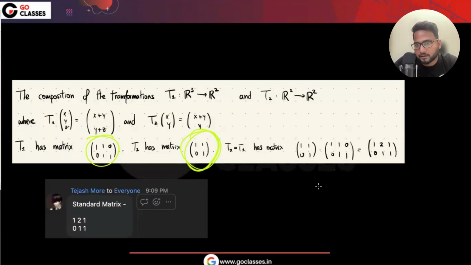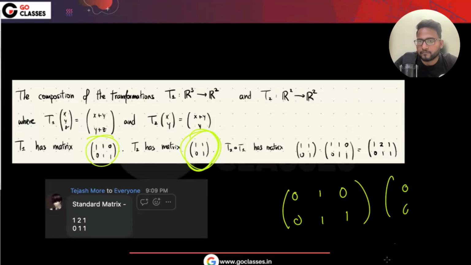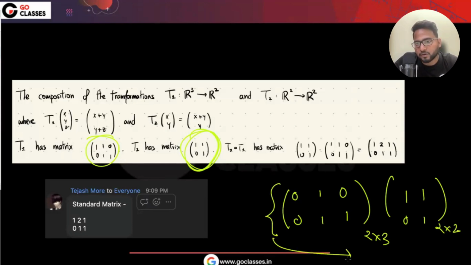Can you multiply? Tell me, is this multiplication even defined? T1 first and then T2 later. This is 2 into 3. Can you do this multiplication? This is not defined, right? This is not even defined.